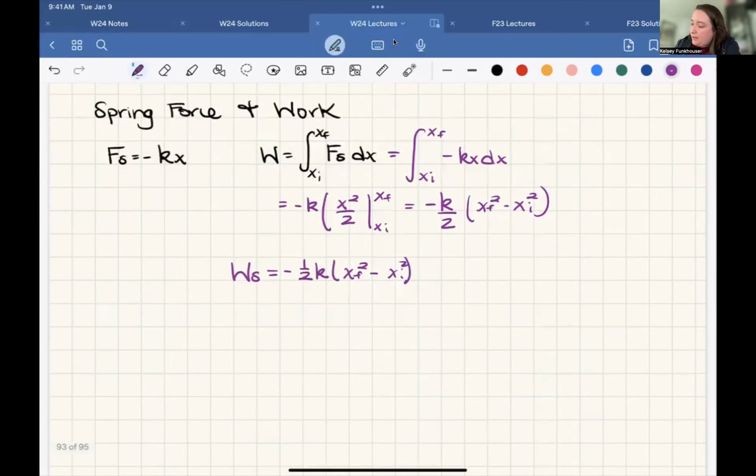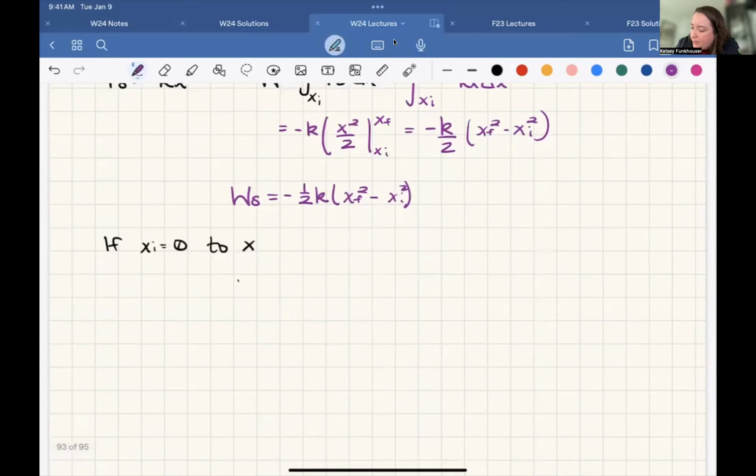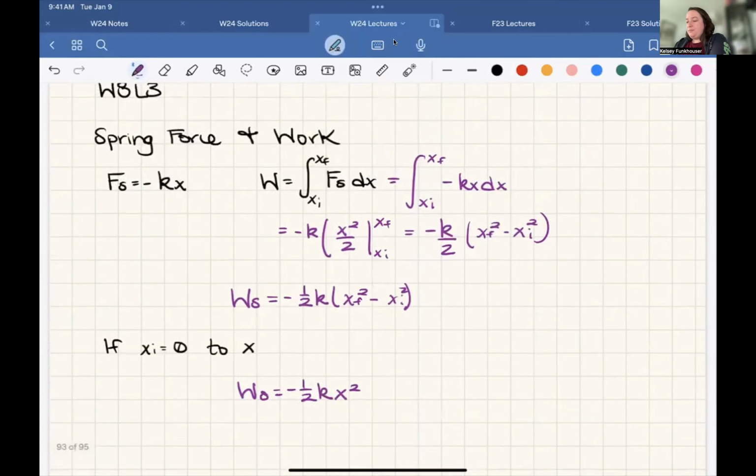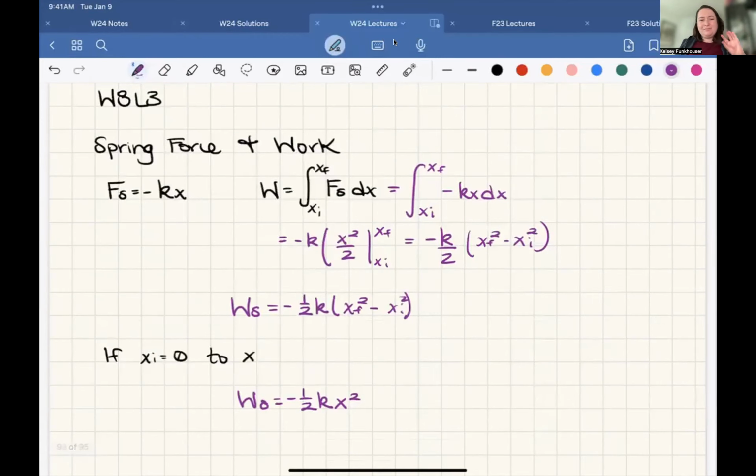And then a simplified version is if we start where x initial is 0, so that means that it starts at its relaxed point. Then it just goes to x. We can write the work done like this. Work by the spring equals negative 1/2 k x squared. So that's just a tiny sample of what it's like to find the work done by a variable force. Now let's go back to the slide.